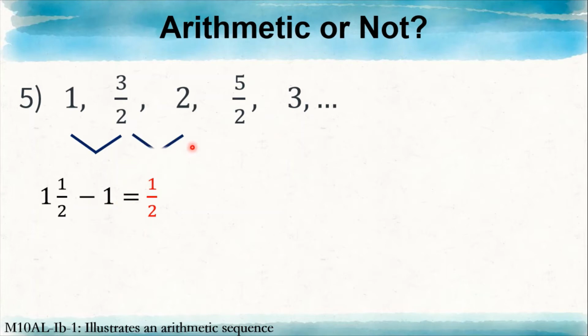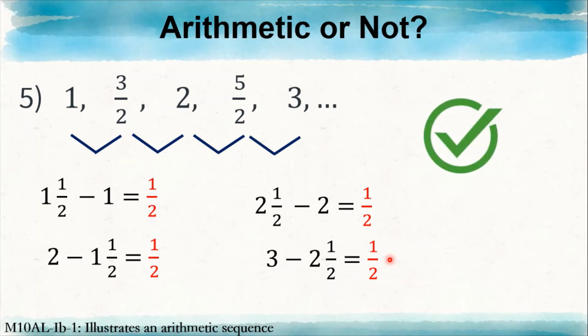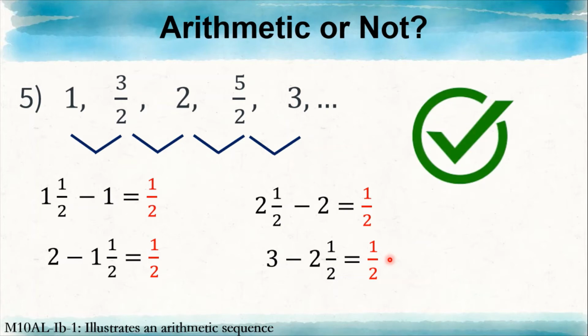Check natin ang next two terms. We have 2 minus 3 halves or 2 minus 1 and 1 half. So the answer is also 1 half. Then we have 5 halves that can be expressed as 2 and 1 half minus the third term which is 2. So the difference is still 1 half. Then 3 minus 5 halves or 2 and 1 half is equal to 1 half. So kung mapapansin, the difference between the terms, pare-pareho. Therefore, this sequence is an arithmetic sequence.